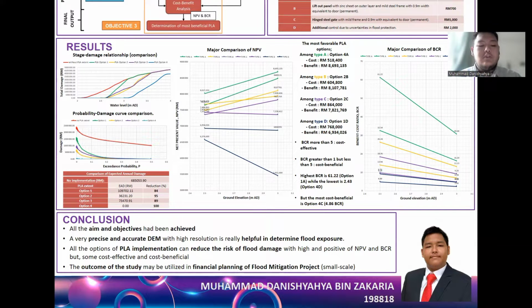In conclusion, all the aims and objectives in the study, which are to determine the hazard, exposure, risks, and economic benefit of PLA, have been achieved. All the options of PLA intervention can reduce the risk of flood damage, which is proven by the high and positive values of NPV and BCR from the cost-benefit analysis. The outcome of the study may be utilized in financial planning of micro-scale flood mitigation projects, where additional parameters and uncertainty need to be considered to increase the accuracy of the data.